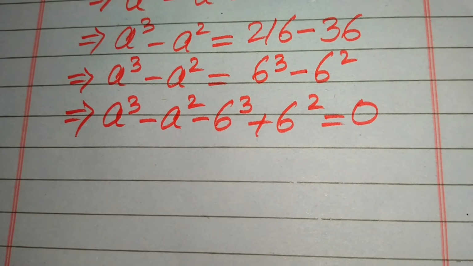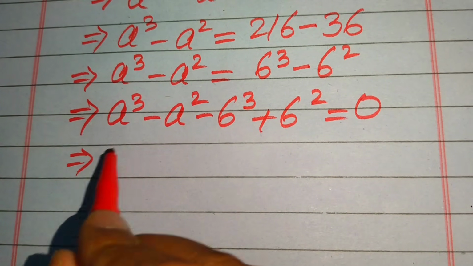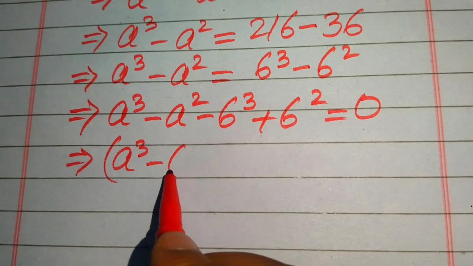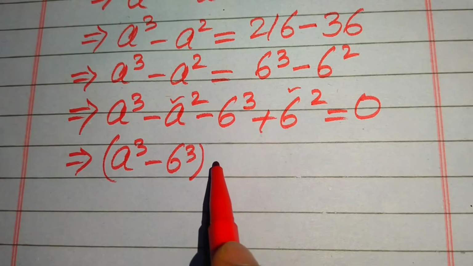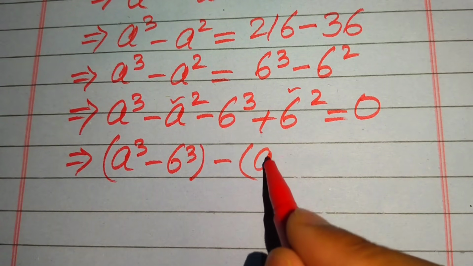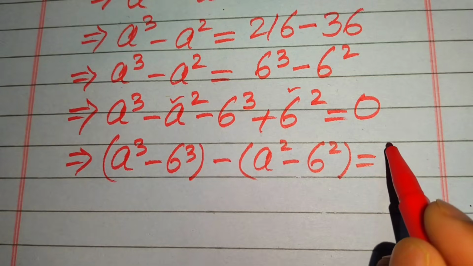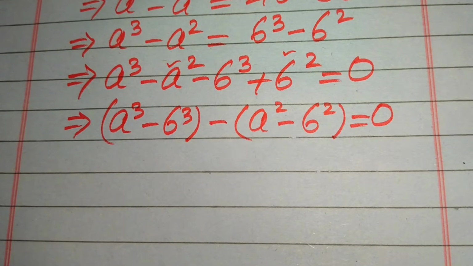Now we make the pair of cubic term with cubic term and square term with square term. First we write the cubic terms, a cubed minus 6 cubed, and from these two square terms we take the common negative sign and we get the remaining values a square minus 6 square, and this whole equation is equal to 0. In the next step we need more simplification, and now we use two nice formulas.